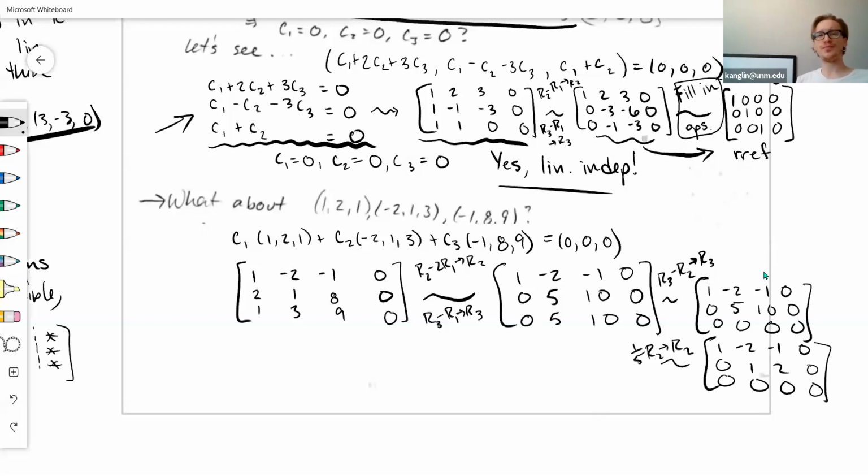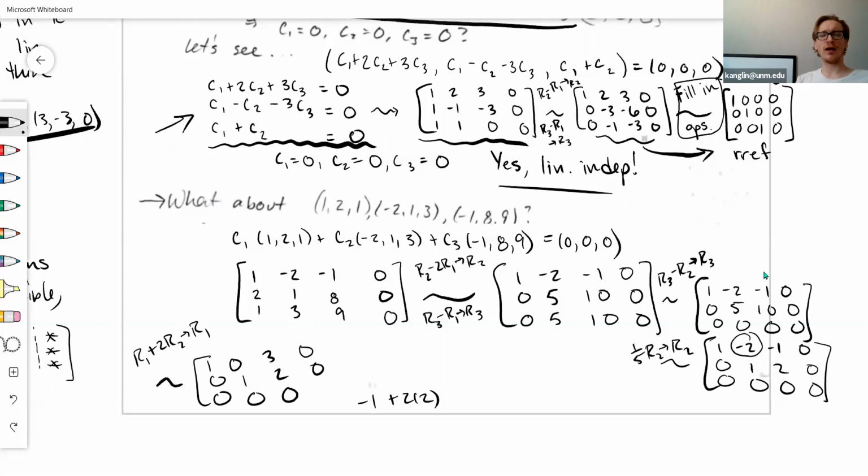Actually, we'll go ahead and take this one step further. I'll take row 1 plus 2 copies of row 2. That'll get rid of the entry above that lead 1 in the second row. 1 plus 2 copies is 0, negative 2 plus 2 copies of 1 is 0, negative 1 plus 2 copies of 2 is 3, 0. Okay. And now we unpack this back into equations. This would say C1 plus 3C3 equals 0, C2 plus 2C3 equals 0.